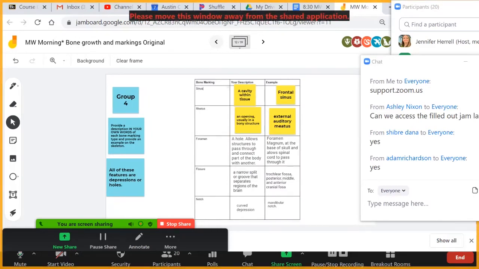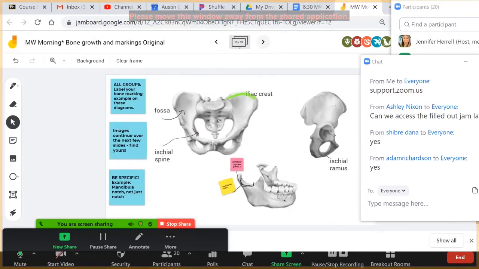All right, last two, a fissure and a notch. A fissure is exactly what it sounds like. If you saw a fissure in the earth, you'd see a crack in the earth. So it tends to be an elongated opening. And then a notch is just a notch. It's kind of a rounded depression, usually on the edge of something. So here on the mandible, the jaw, we have the mandibular notch. That's an excellent notch. So again, a rounded depression on the edge of a bone.